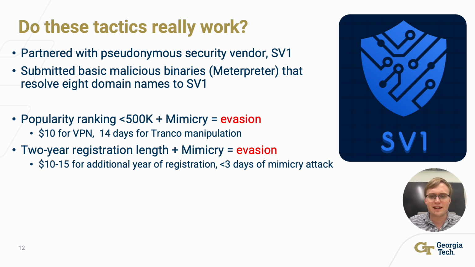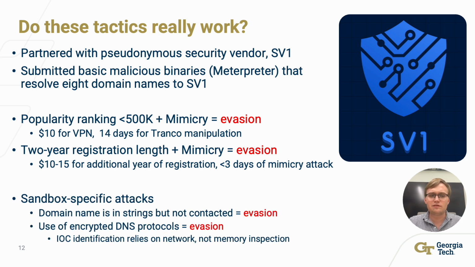In addition to these 2 attacks against the reputation system itself, we also found 2 sandbox-specific attacks that were effective against the security vendor. First, we found that if a domain name appears in the strings of a binary, but dynamic analysis does not cover the actual lookup, the domain is not identified, and it is still evading the model. We similarly found that using an encrypted DNS protocol results in evasion because there's no memory inspection coming from the sandbox.